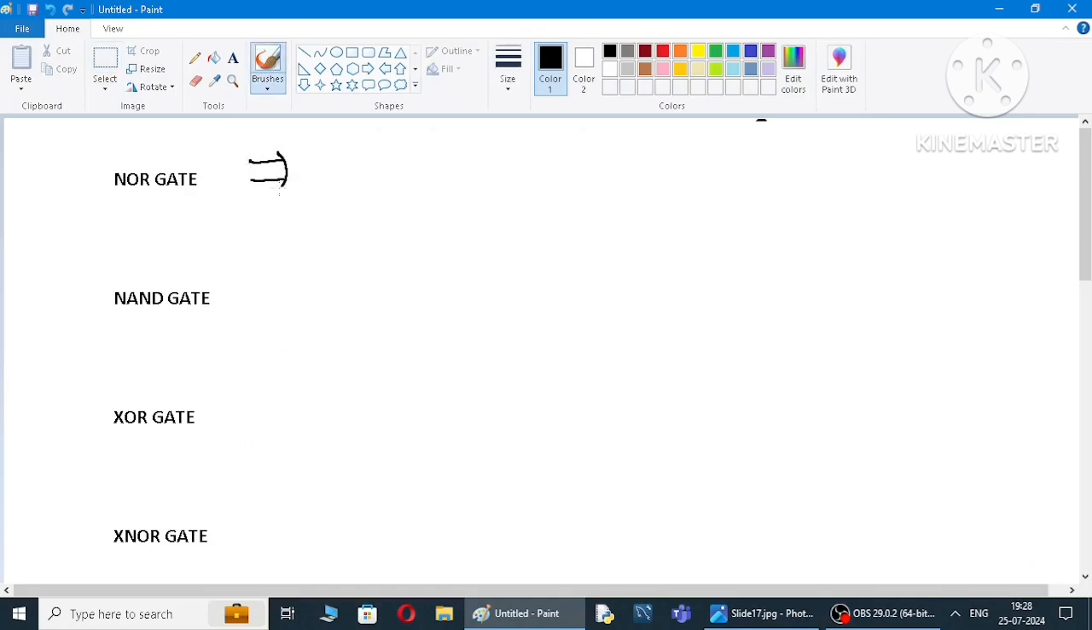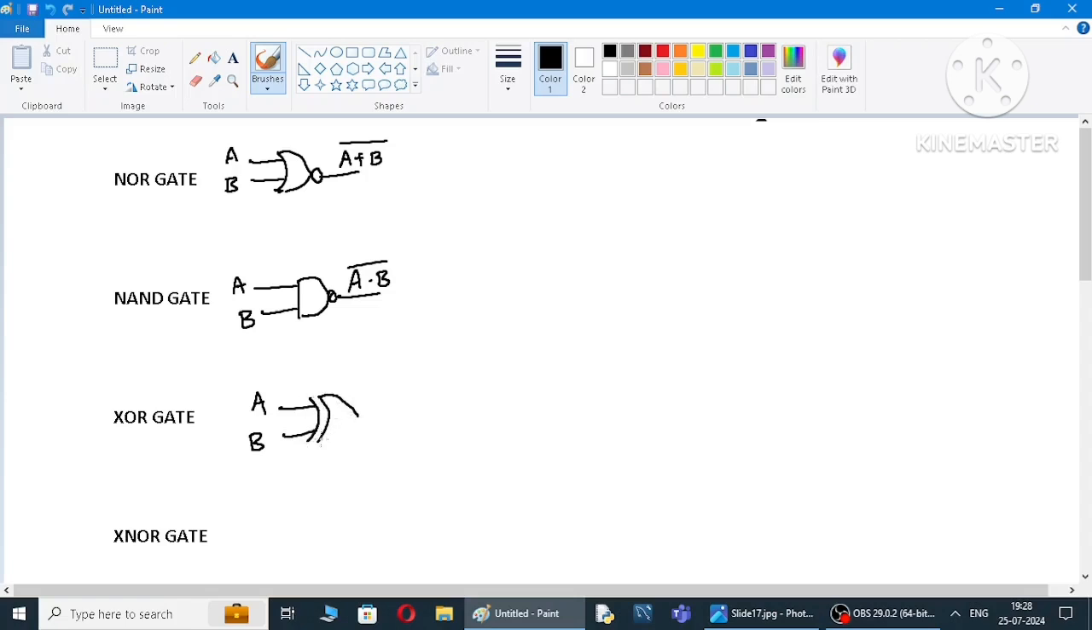So the NOR gate's symbol is OR with a NOT. Then the NAND gate is AND with a NOT, that is the complement. A, B is the input, and A plus B complement is the output. For NAND, A, B is the input, and A dot B complement is the output. So how about the XOR gate? If A and B are the inputs, the XOR gate is represented like this. This is XOR. The XNOR symbol goes this way. XNOR is this one.